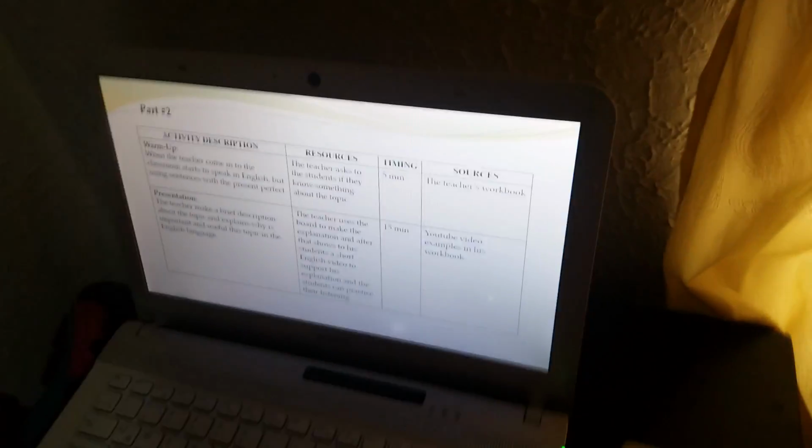In this first part, for the development of the class, we are going to spend 5 minutes. That's all, just 5 minutes. Talking about the source, we can only use the teacher workbooks.